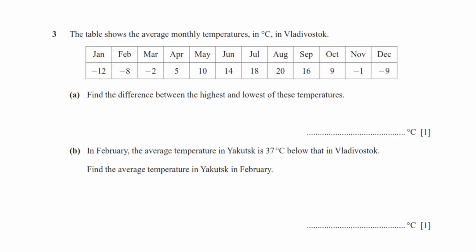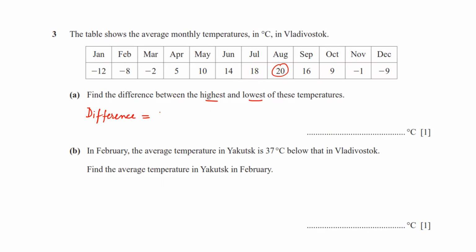Next question, question number 3. It says the table shows the average monthly temperatures in degrees centigrade in Vladivostok. From January to December, for the whole year, the average is given. Find the difference between the highest and the lowest of these temperatures. Let's find the highest temperature. The highest temperature we can see is in August, that is 20 degrees. So we have to find the difference.